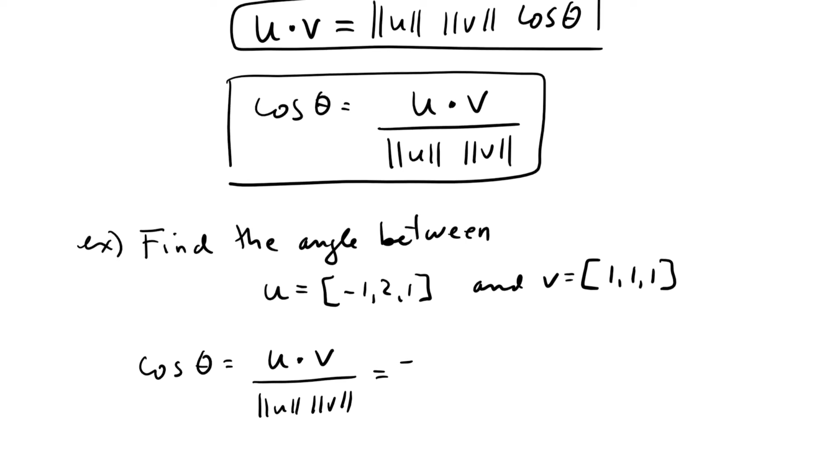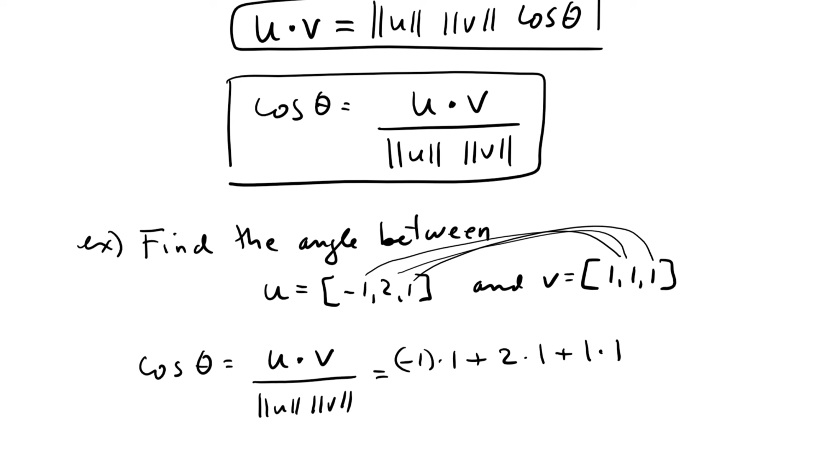Now what's u dot v? It's minus 1 times 1 plus 2 times 1 plus 1 times 1. Right? So I multiply the components together and I add them up. And I'm going to divide by norm of u. So that's going to be square root of 1 plus 4 plus 1. Norm of v, 1 plus 1 plus 1. Well, they're all squared, right? But 1 squared is 1.